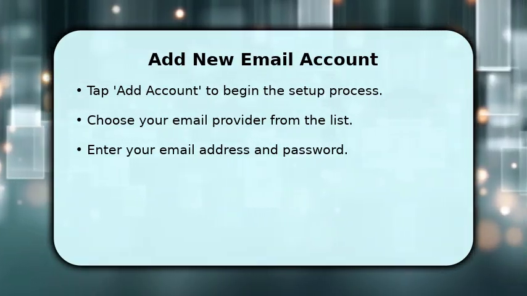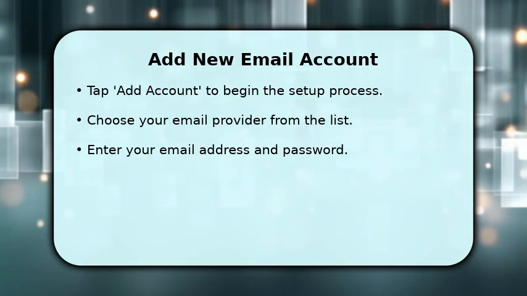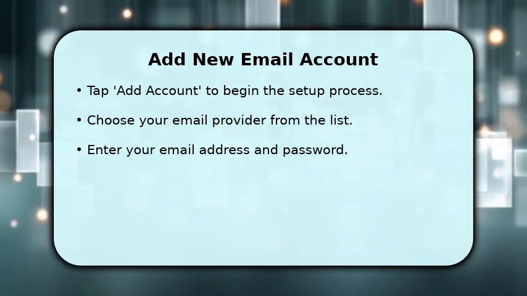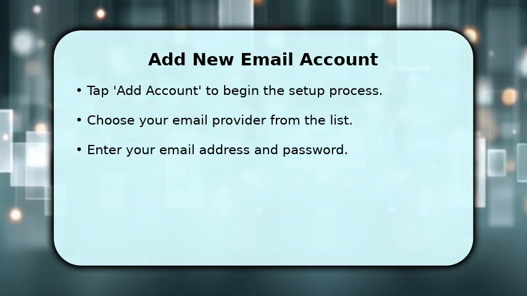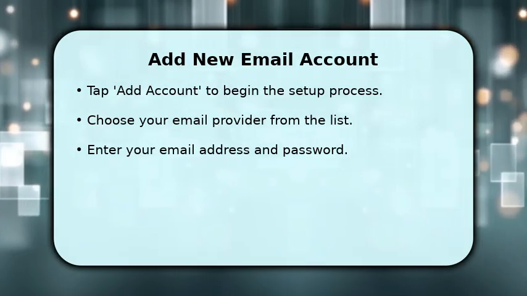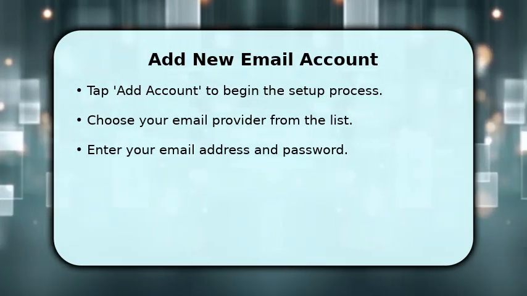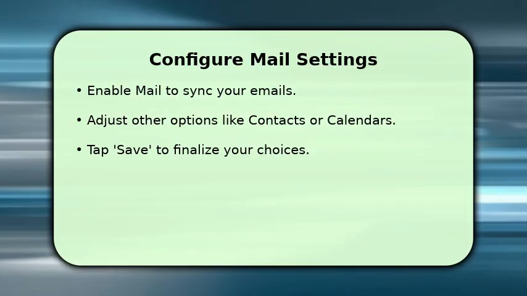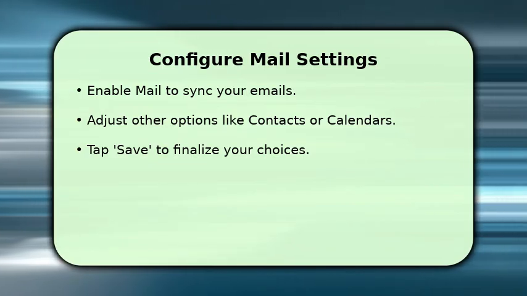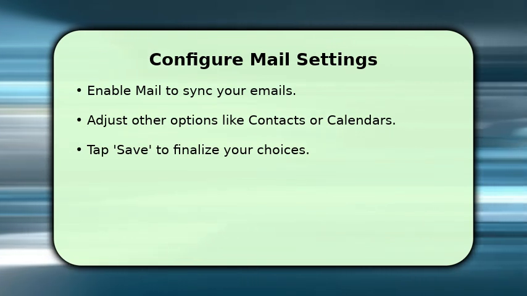After choosing, you will be prompted to enter your full email address and the corresponding password. Make sure to input these details accurately to ensure a successful connection. Once your account details are entered, you'll see options to enable various services. Ensure the mail toggle is switched on to allow your emails to sync. You can also choose to sync other items like contacts, calendars, or reminders if you wish.